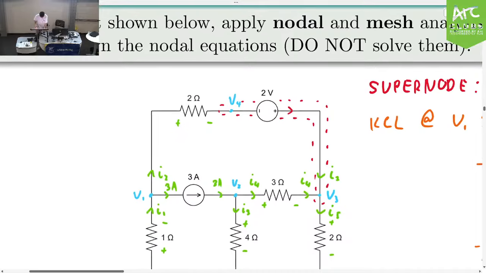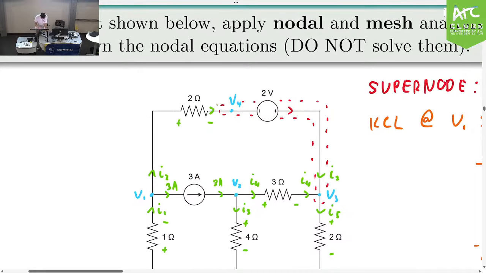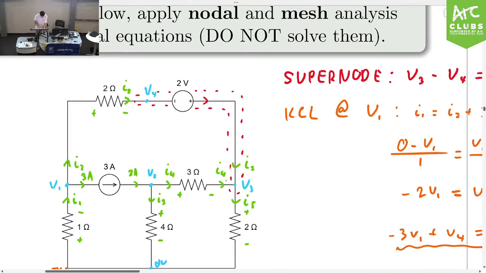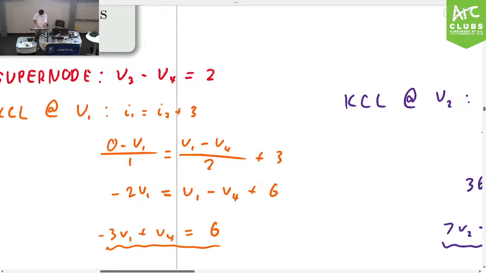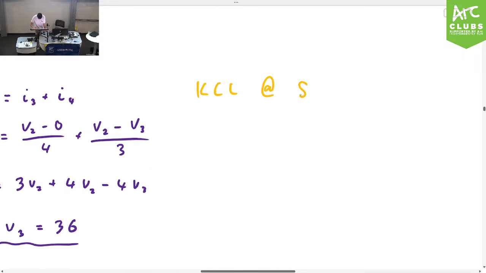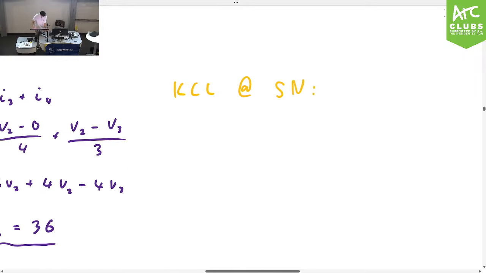So what's the current that's going into the supernode? Well, we have I2 going in here. We also have I4 going in here. And then we have I5 leaving the supernode. So in this case, I'll just write it here. So that's the supernode. We have I2 plus I4 is equal to I5.